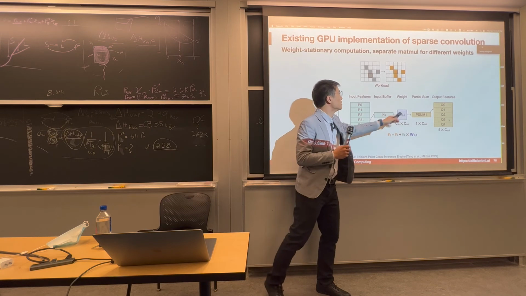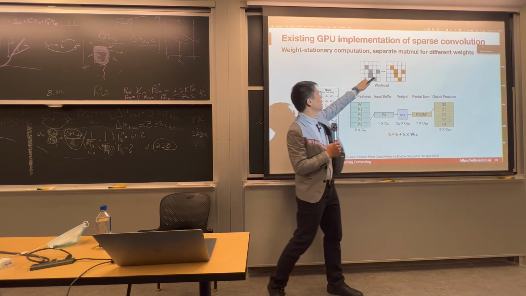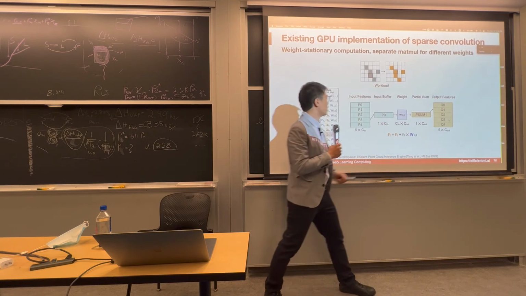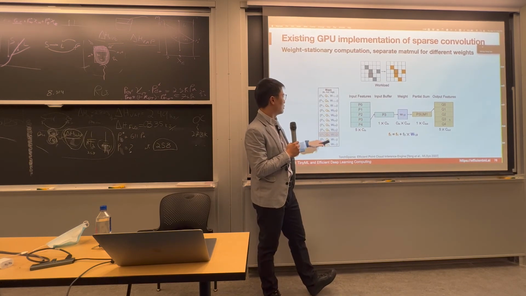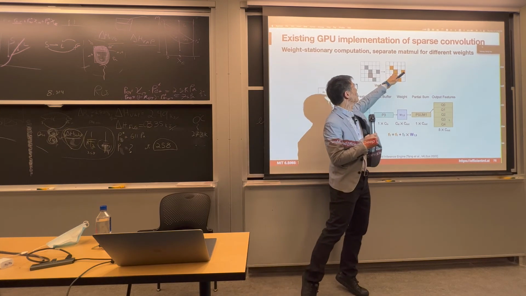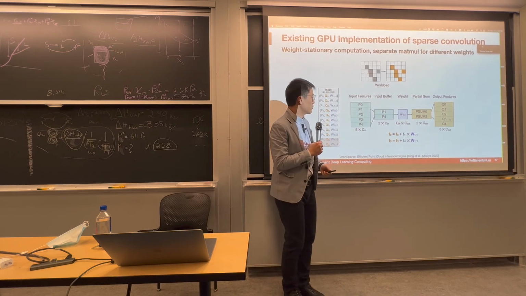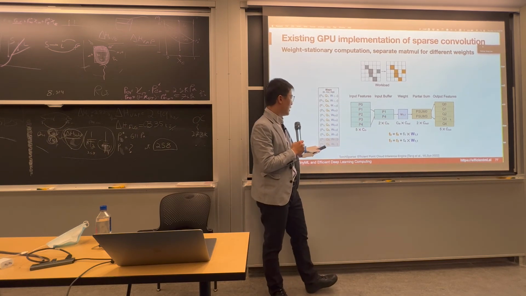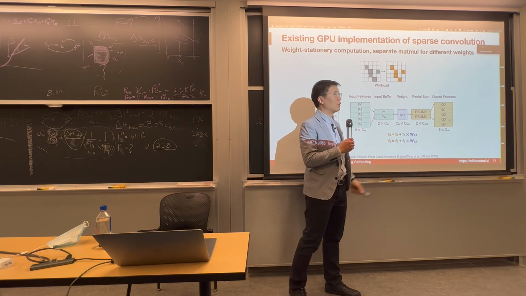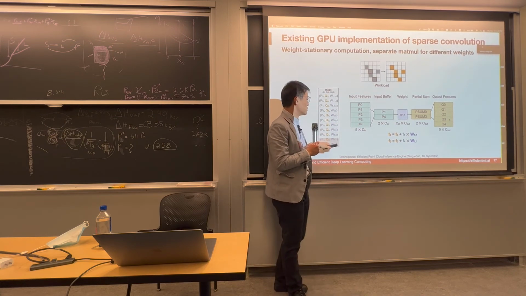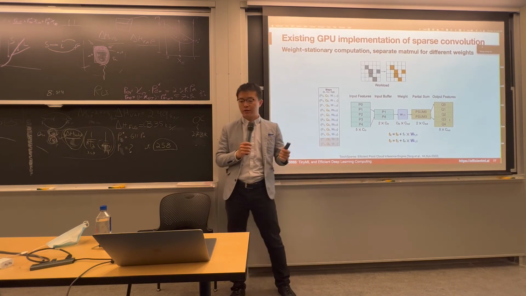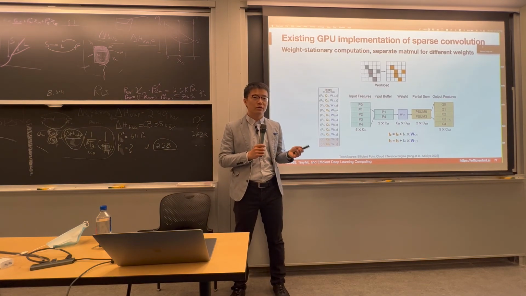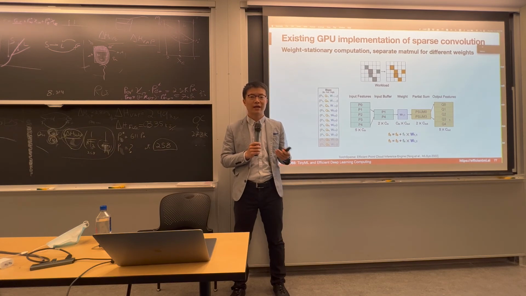For W10, we have only P3. It's going to interact with W10 and produce Q1, right? And finally we have P1 interacting with W11, and also P4 interacting with W11 to produce Q0 and Q3. So all this complication is showing that we need a proper mapping for the input, the kernel, and the output, and that is not regular.